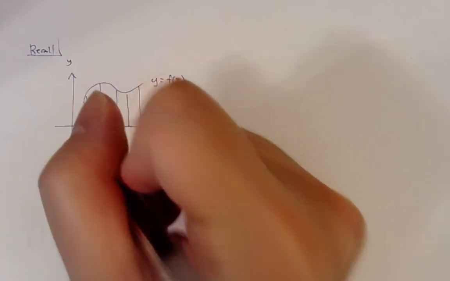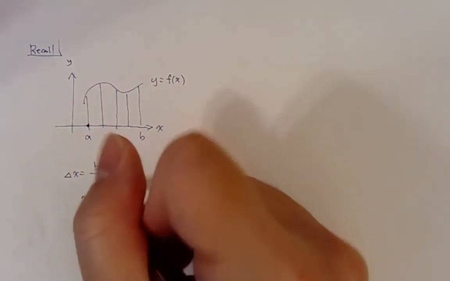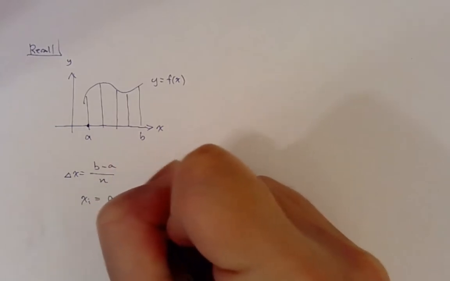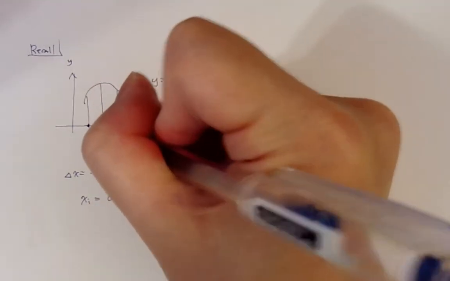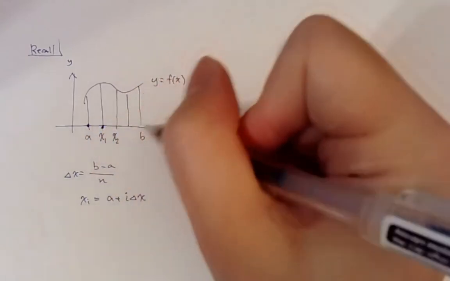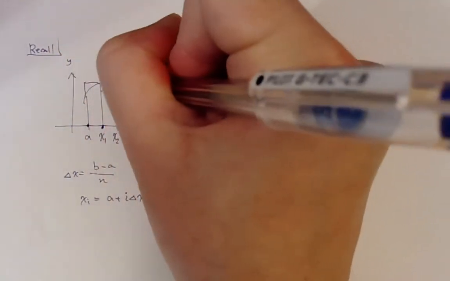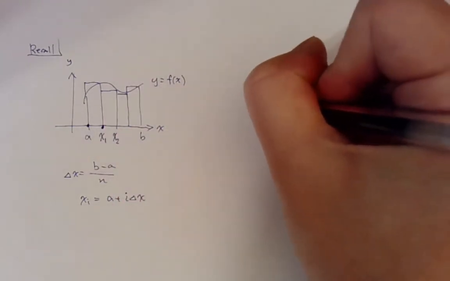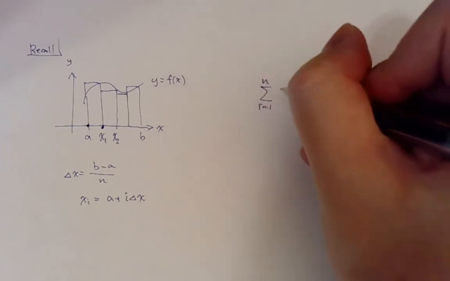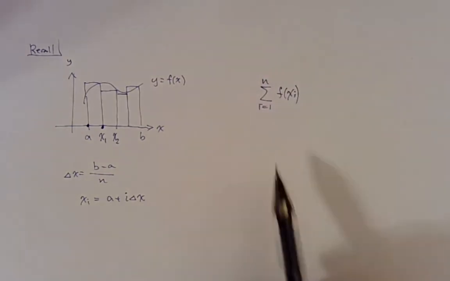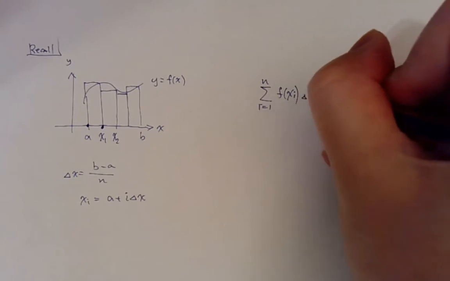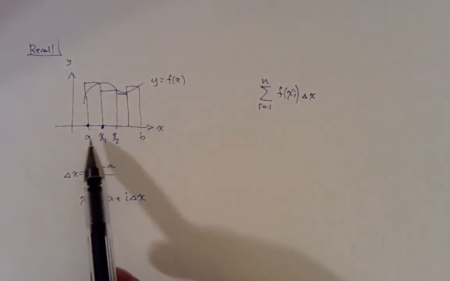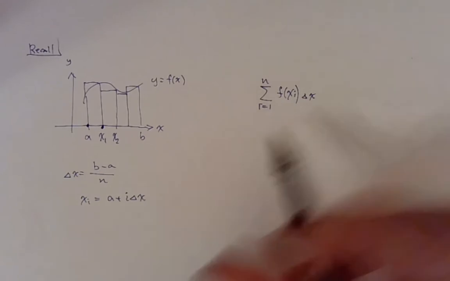Let's say x sub i is equal to a plus i times delta x. So then this one would be x1, this would be x2, and so forth. And then we can evaluate these rectangles. Let's use right-handed rectangles for now. So the area of those rectangles would be the sum as i goes from 1 to n of f of x sub i. That's the height. We also want to multiply that by delta x to get the width. So that's the area of each rectangle.